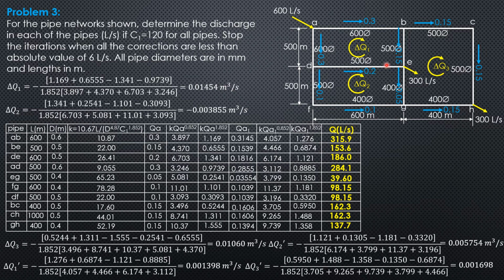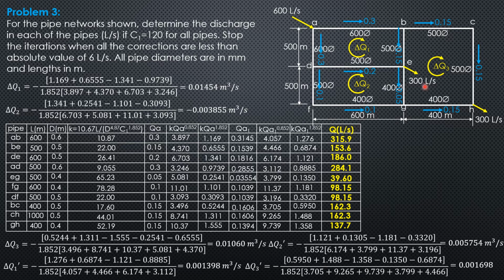For DE, 0.1816, DE is common to 1 and 2. So 0.1816 minus delta Q1 prime 0.001398 plus delta Q2 prime 0.005754, then times 1000, you'll get 186.0 liters per second. For AD, it is only 0.2855, then minus delta Q1 prime 0.001398, times 1000, 284.1.